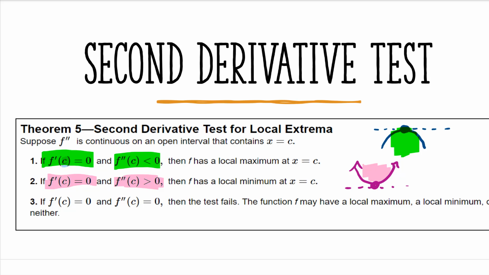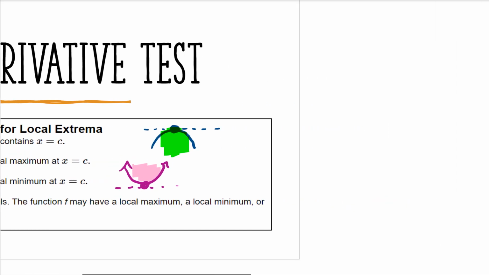And then lastly, if the derivative equals 0 and the second derivative equals 0, it means do more work. You're going to go back to your first derivative test because this test just fails. So if that happens, you get out of there. So let's do a problem. And you'll see this. Actually, they're not so bad.